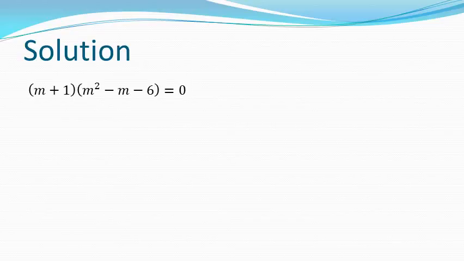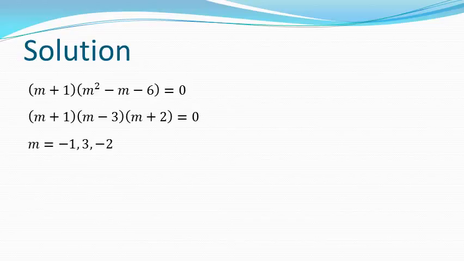Now the quadratic m squared minus m minus 6 can be further factored, and we get three linear factors. Therefore, the three values of m are minus 1, plus 3 and minus 2. So these are the slopes of the three normals.